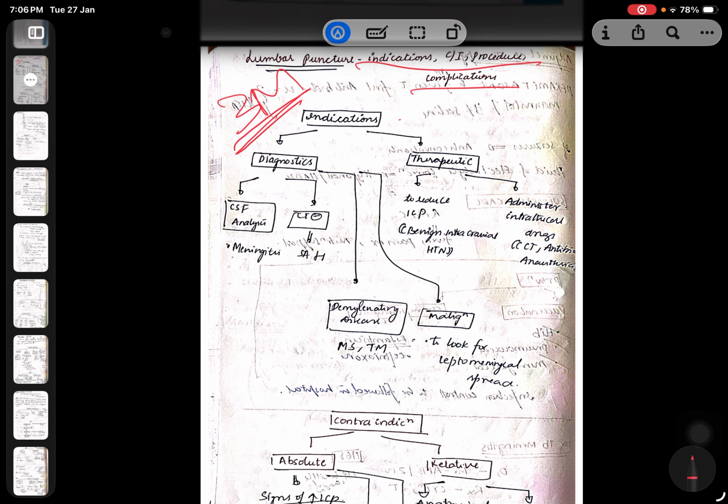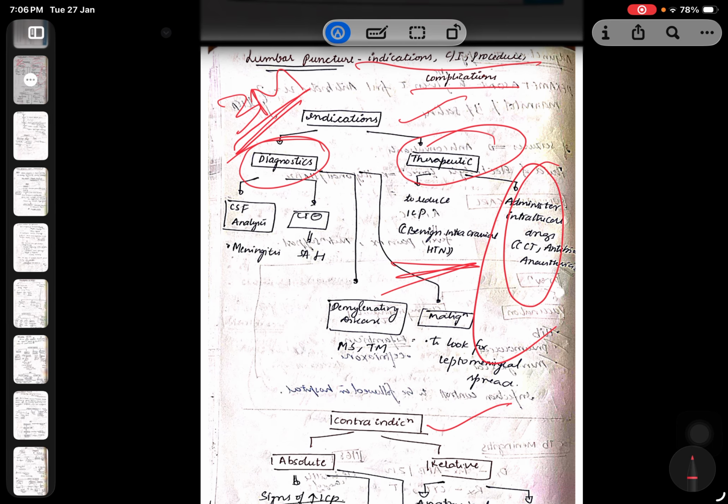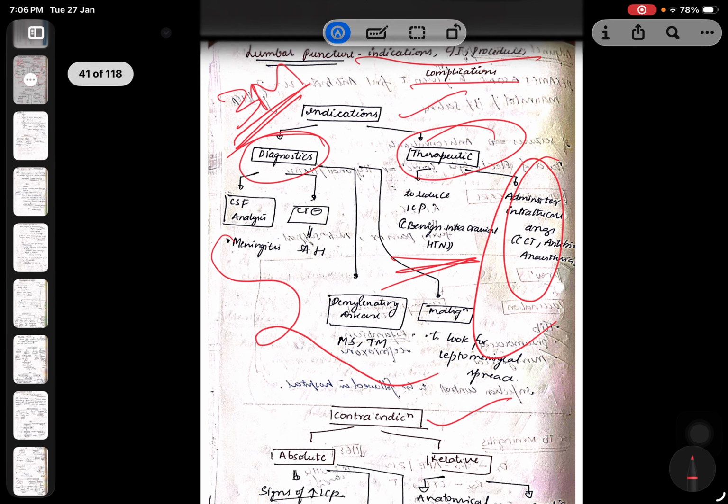So you can have indications or contraindications. You can get a question based on indication or contraindication. While writing indication, make sure you write diagnostic or therapeutic. Obviously, if it's therapeutic, then it should be for high CSF pressure. So where do you find it? In benign intracranial hypertension or whenever you're giving drugs. Diagnostic, obviously, you are studying just now meningitis, SAH and all those things.